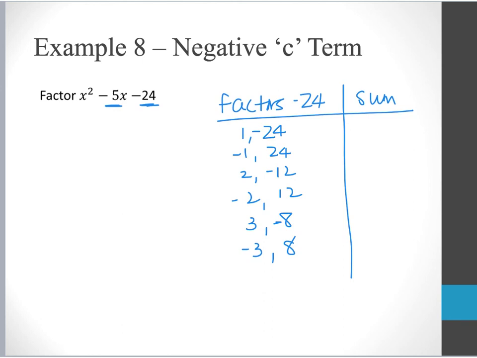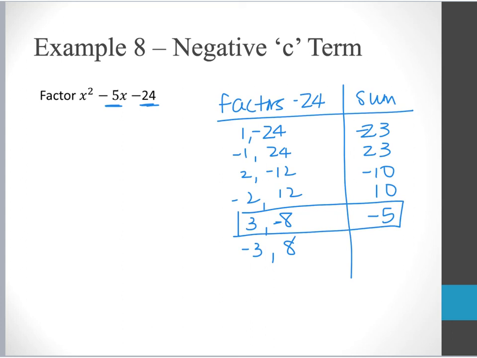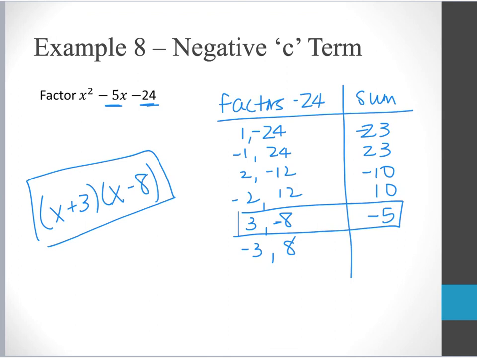I have 1 and negative 24, so this will give me a negative 23 and a positive 23. 2 and a negative 12 will give me a negative 10 and a positive 10. 3 and negative 8 will give me my negative 5, and that's actually what I was looking for. So here I have x plus 3 times x minus 8. And these are my two binomial factors.